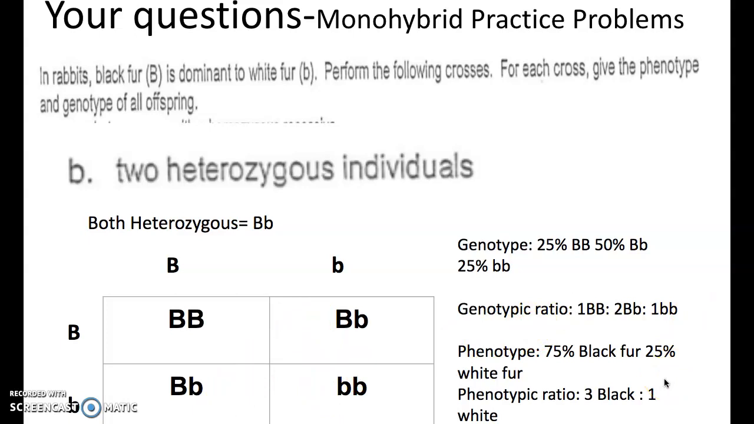Now for phenotype, again, I'm looking for that capital dominant letter. So I have 1, 2, 3. So 3 out of 4, or 75%, will have black fur, and 1 out of 4, or 25%, will have white fur. That's the same thing with the ratios, right? 3 black to 1 white. So my genotype and phenotype percentages always add up to 100. And then my ratios, in this case, will always add up to 4 out of 4 boxes.